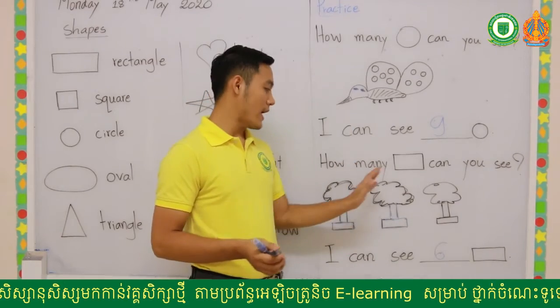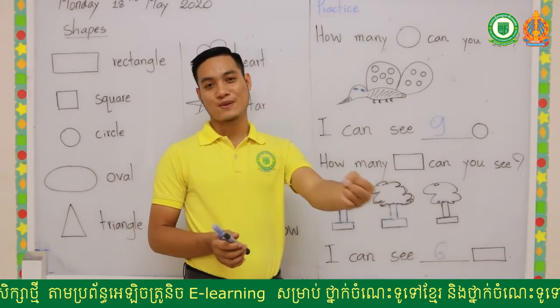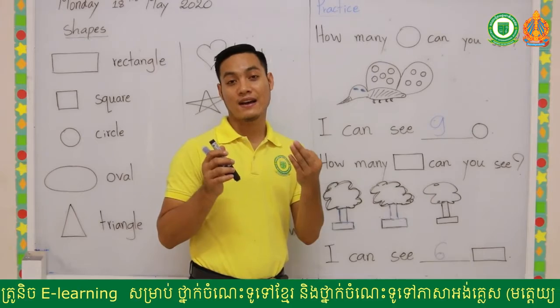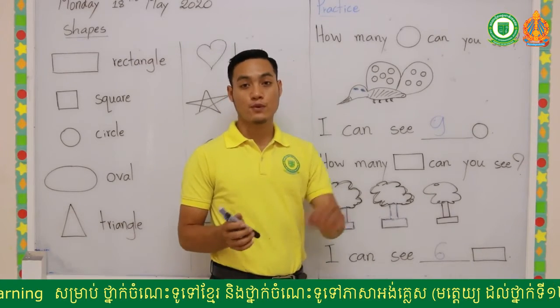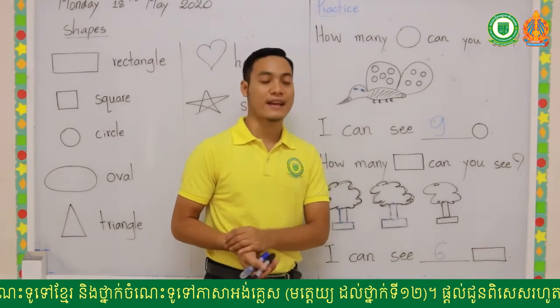Okay, and you can change your shape to any other objects, like how many apples can you see? How many dogs can you see? Okay, you can just change the shape to another word. Okay, so this is how you practice your reading.